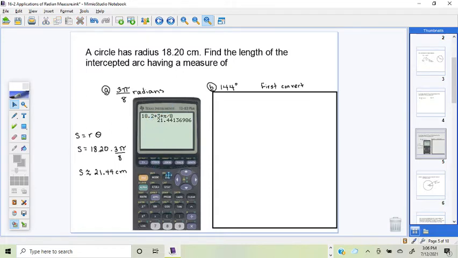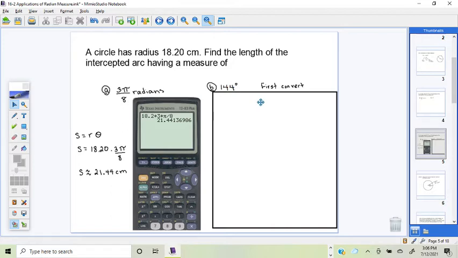You would put those things in. No need for parentheses or anything like that, because order of operations would do multiplication before the division that's at the end there. So that works out just fine. So 21.44 centimeters would be your arc length along the circle that way.